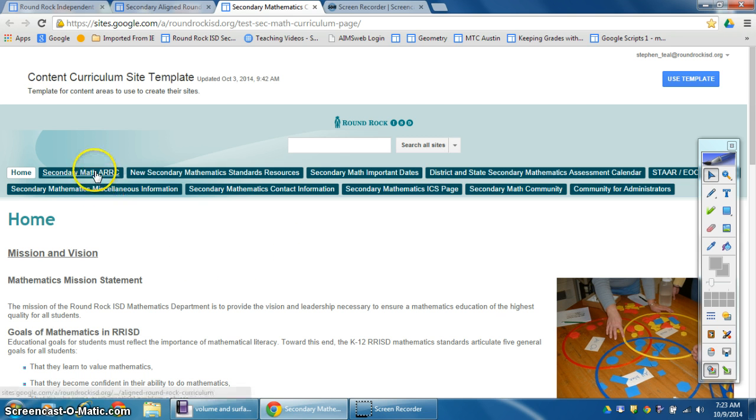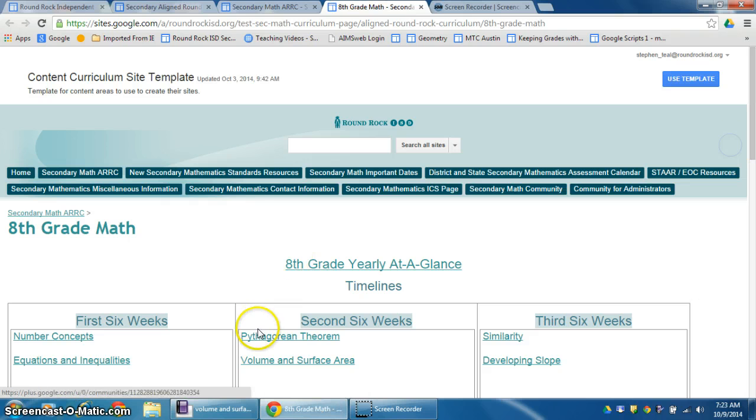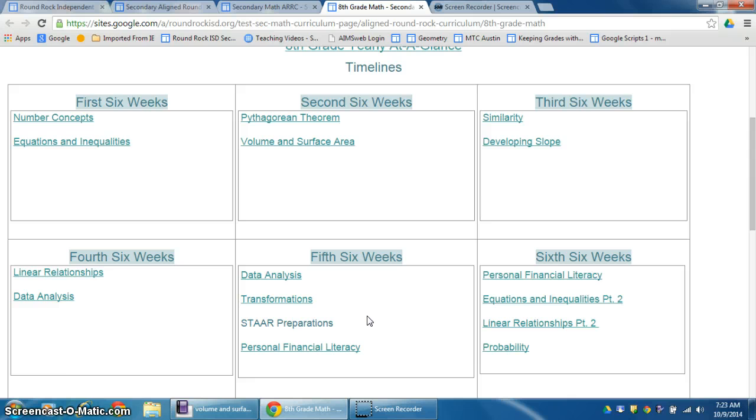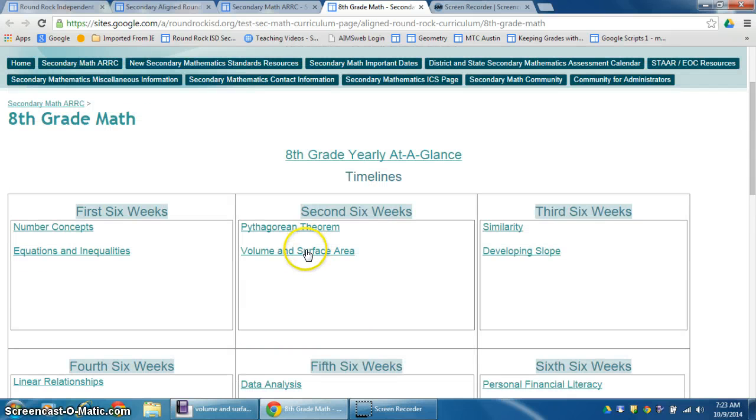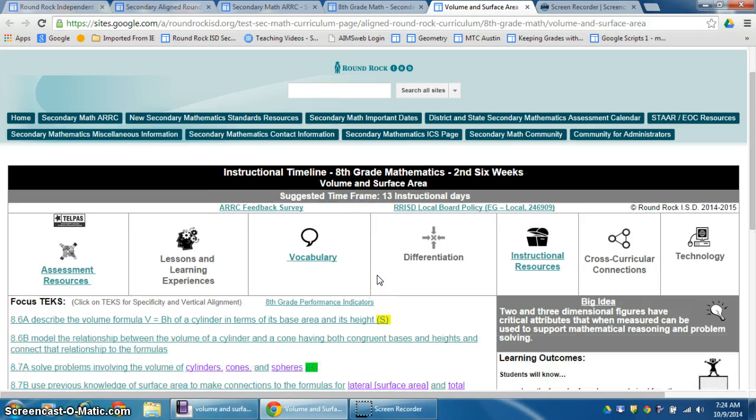If you will access the secondary math ARC via the icon on your computer and select the 8th grade math section, the volume and surface area is the second unit listed in the second 6 weeks. Your At a Glance gives you a big picture of what the year looks like ahead. Clicking on that, you go to your timeline, which lets you know that you have 13 instructional days in which to teach and assess this material.